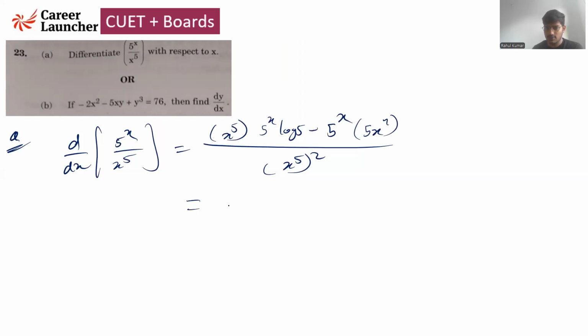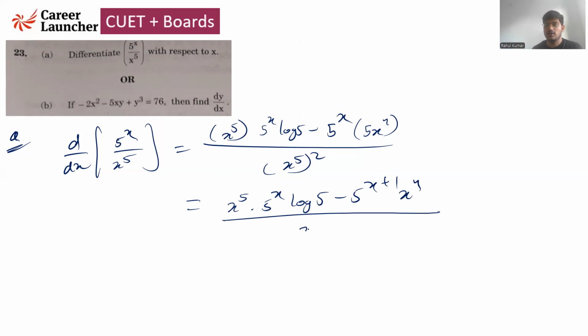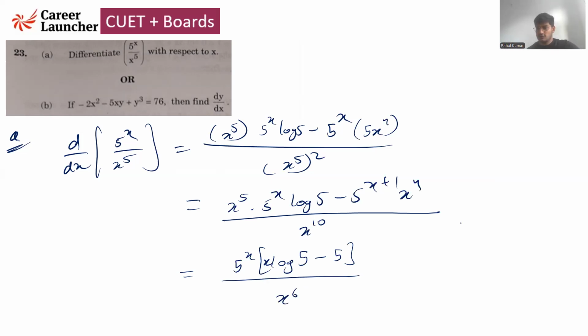Now simplify this a little bit. You will get x to the power 5 multiplied with 5 to the power x log 5 minus 5 to the power x times 5 x to the power 4, divided by x to the power 10. Now you can take out x to the power 4 common, and you can also take out 5 to the power x common, and you're left with log 5 minus 5, and there is an x also included, divided by x to the power 6. What I have done here is I have taken out x to the power 4 and 5 to the power x common from both of the terms, and I receive this as the final answer.